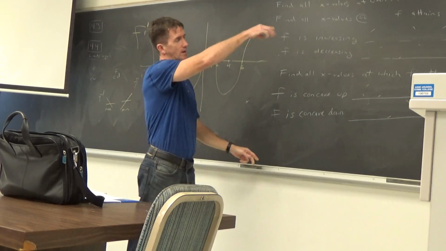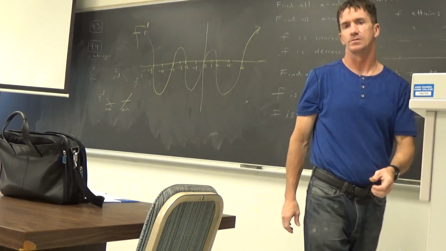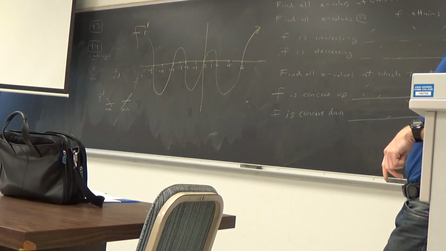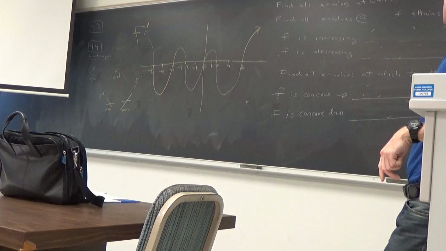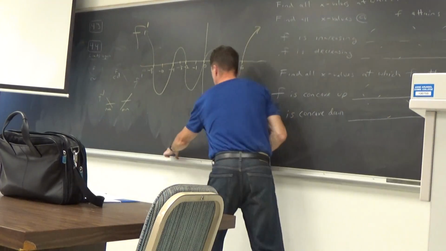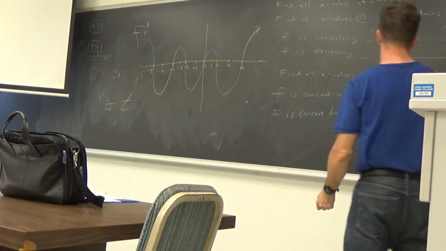Take your time, everyone. I know you have a lot of writing to do. You've got to put all that down. We're going to find all x values at which f contains a relative or local max and a local min. And where's f increasing? Where's f decreasing? Find all x values which contain a point of inflection. Where's f concave up?